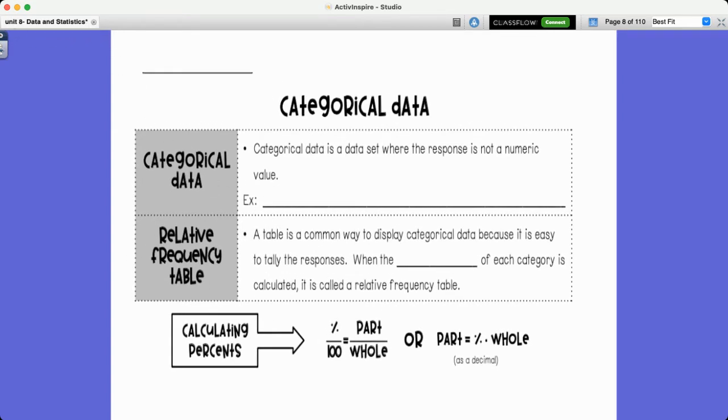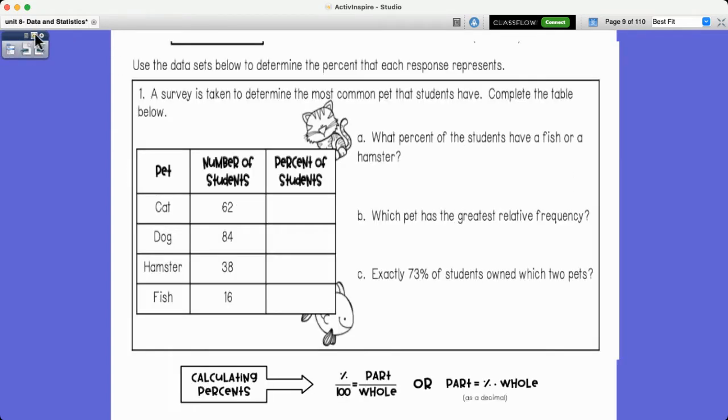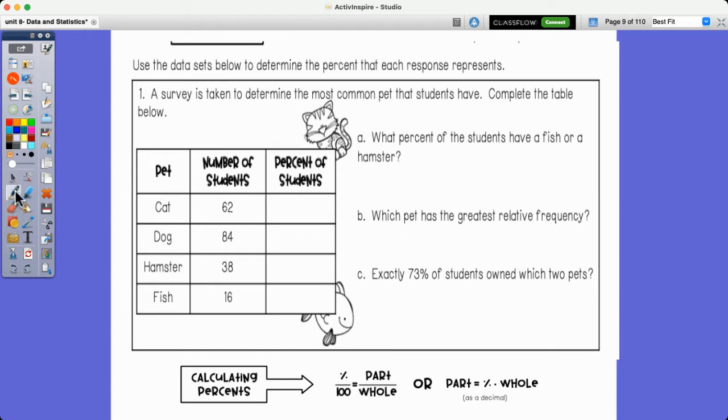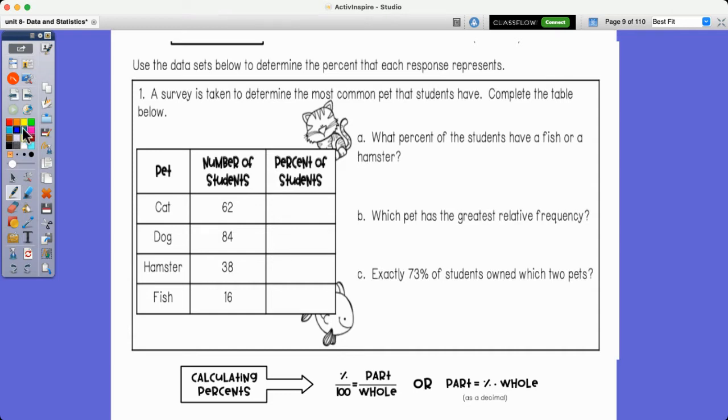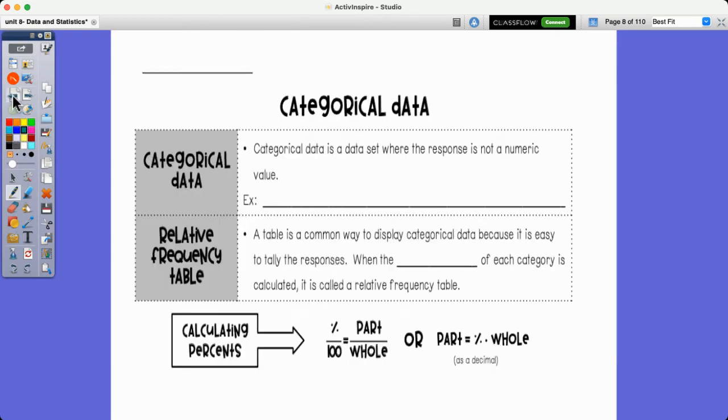I don't know what I'm doing here. Why I'm not on pen, I don't know. And why it's not pinned, I don't know. But okay, let's try this again. Look at me making a mess.